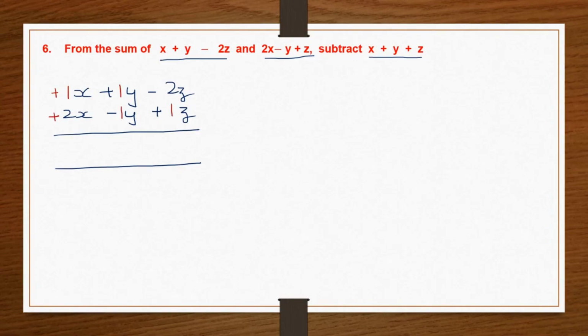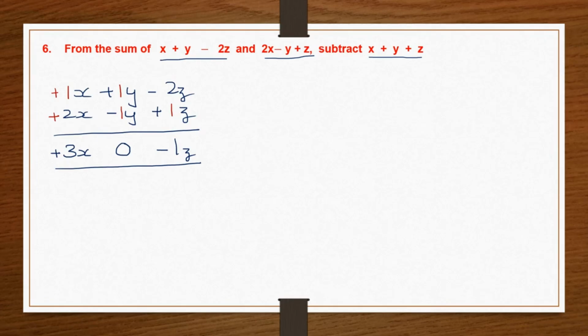Now let's add. So we'll start with the x column. When signs are the same, put the same sign and add. 1 plus 2 is 3x. Go to the next y column. Can you see the signs are different? And let's look at the numbers. Plus 1 minus 1 is 0. Go to the third column. Signs are different. Put the sign of the bigger number and subtract. 2 minus 1 is 1z. So we have got the sum of these two expressions: 3x minus 1z.